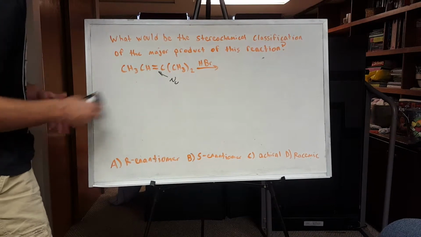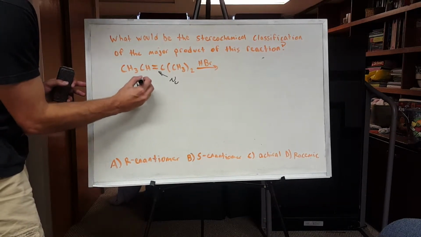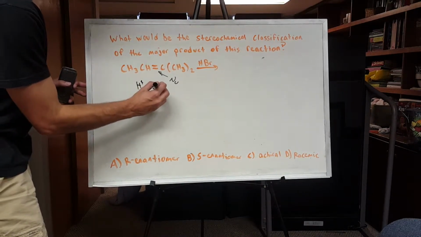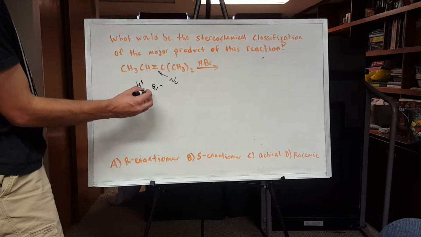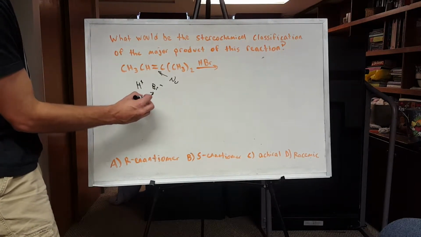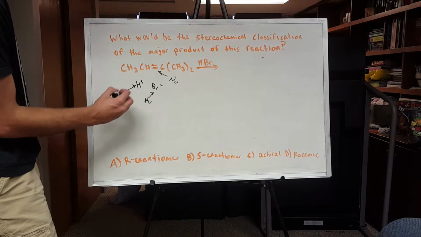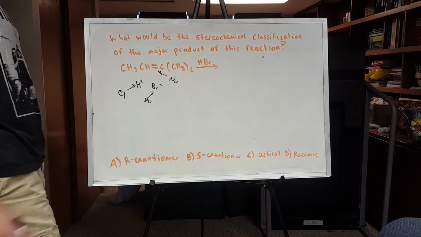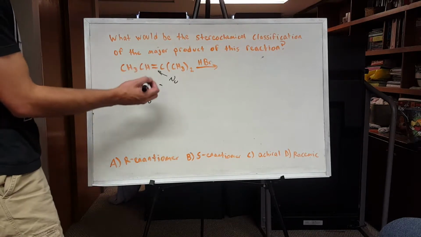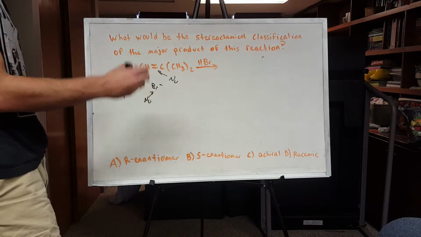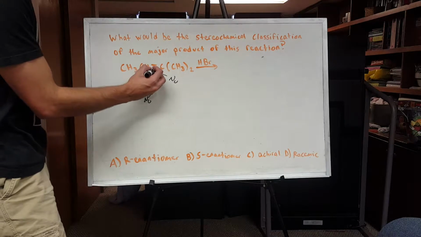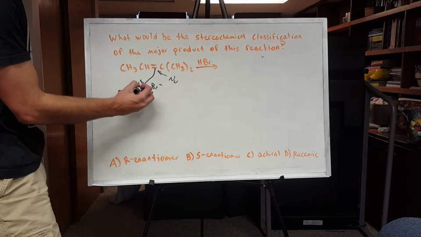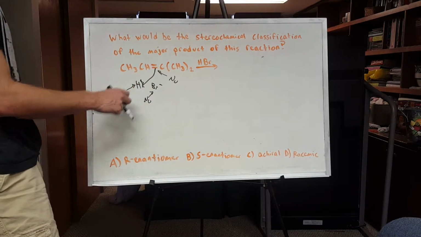I'll just redraw this: H plus, Br minus. So Br minus also has a lot of electron density, so that's also a nucleophile. This guy is just a proton, so it is an electrophile, it's electron loving. Nucleophiles attack electrophiles, so the pi bond goes and forms a bond with the H.